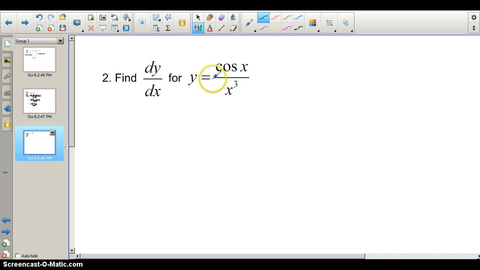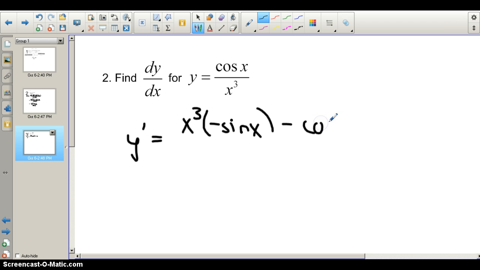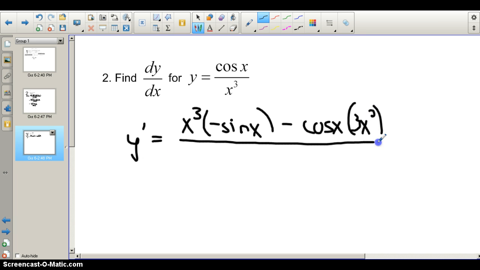Find dy dx for y equals cosine x over x cubed. Again, we have a quotient, so to find a derivative we have to use a quotient rule. Low d high, low is x cubed. D high, the derivative of cosine, is negative sine. So it's low d high minus high, cosine x, d low, the derivative of the denominator, x cubed, is 3x squared over the square of what's below.